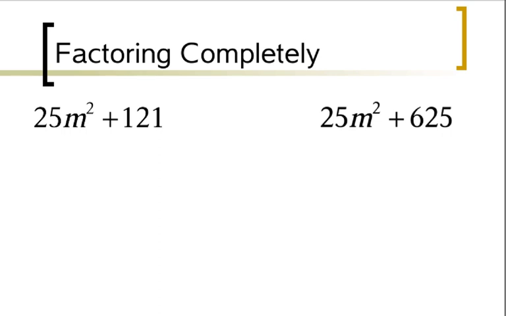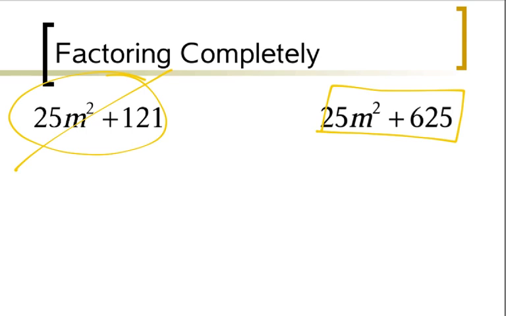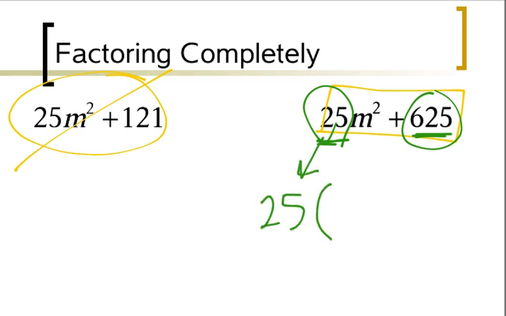So again, this first one, this was not factorable. The second one is, because it does, again, have a GCF. So you do have to be careful and watch for your GCFs. They both are factorable by 25. 25 goes into 25. It also goes into 625. So I factor out a 25, and then you're left with m squared plus 625 divided by 25 is 25.